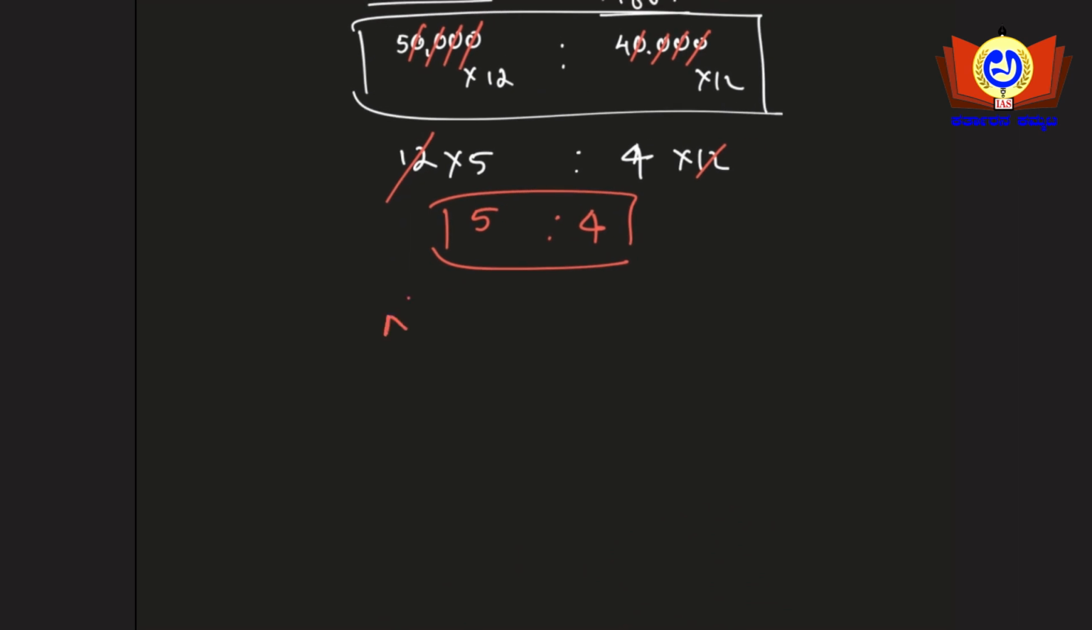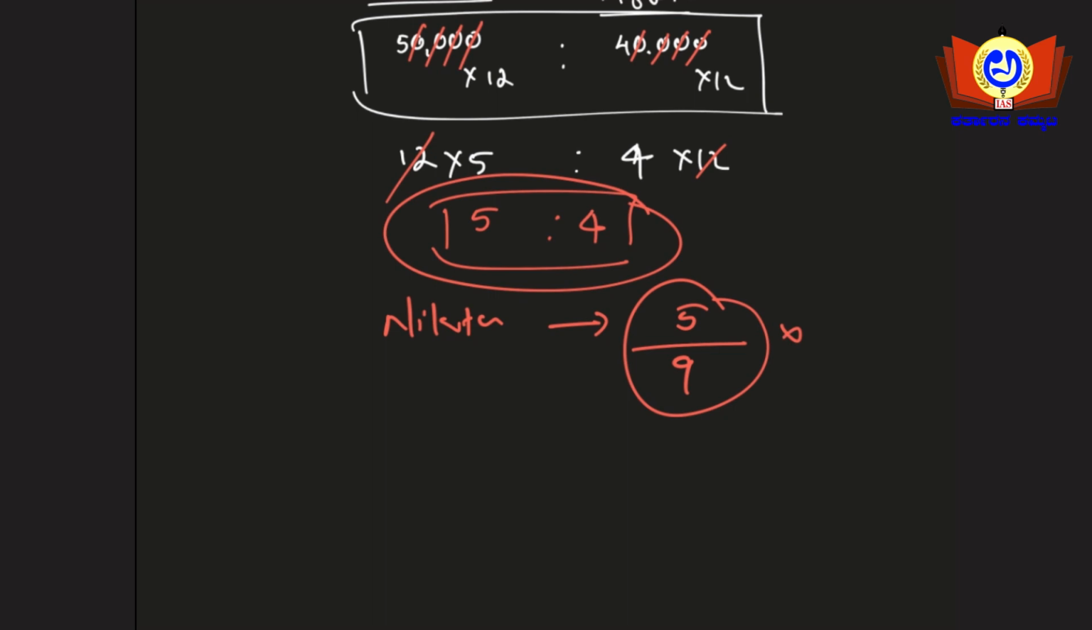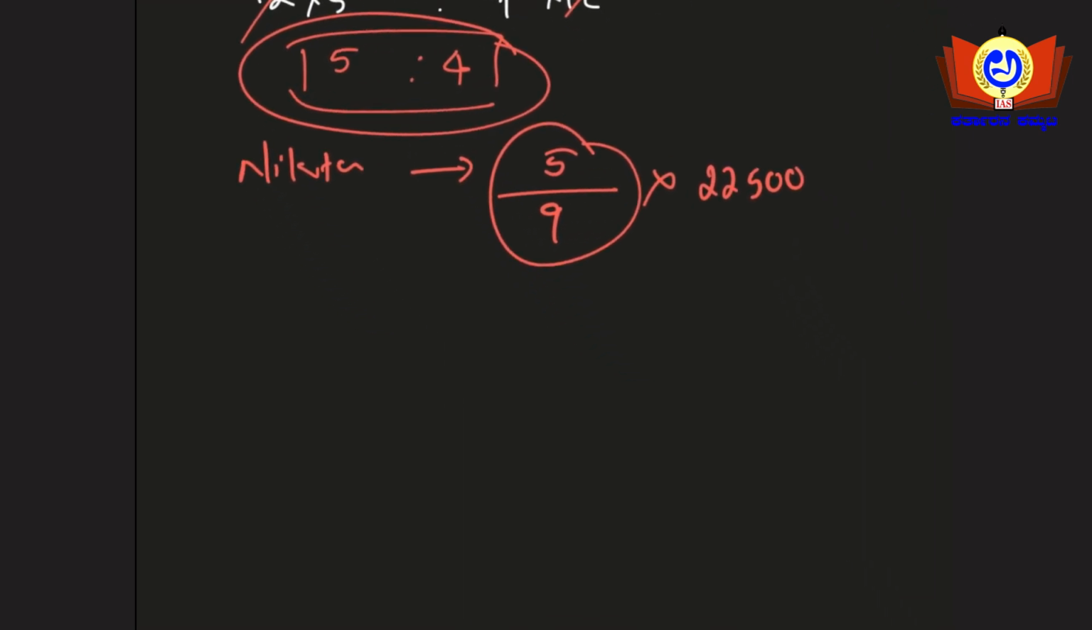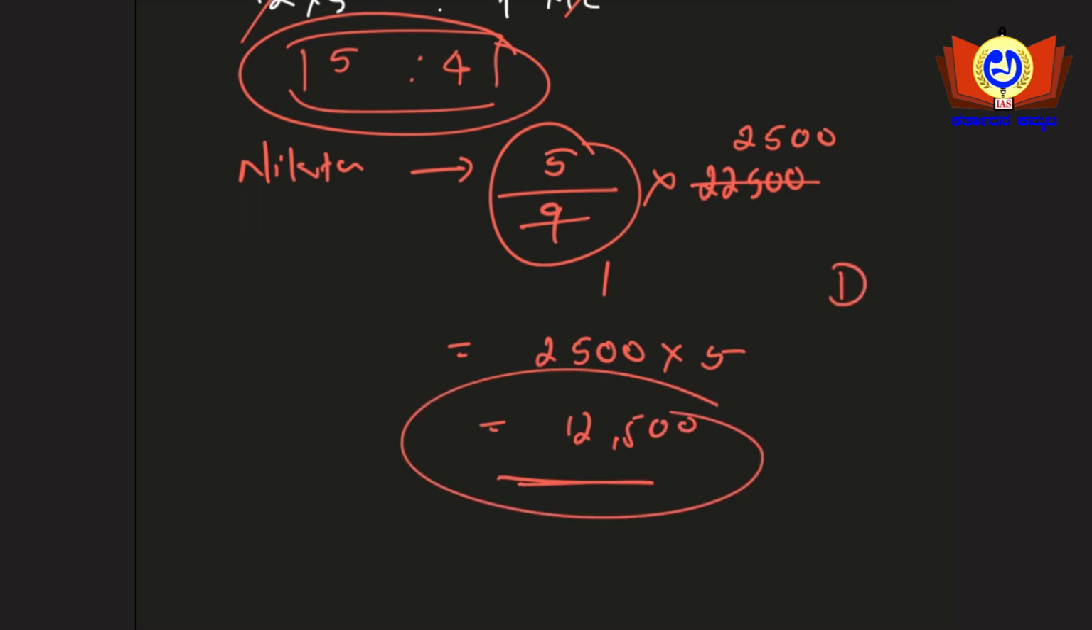What they have asked is Nikita's share. So 5 by, what is the total part here? 5 plus 4, 9. So 5 by 9 into, what is the profit here? 22,500. So 5 by 9 into 22,500. 9 1 times, 9 2 times, then 500. So 2500 into 5, this will be 12,500. So this is the answer here. Option D is the right answer.